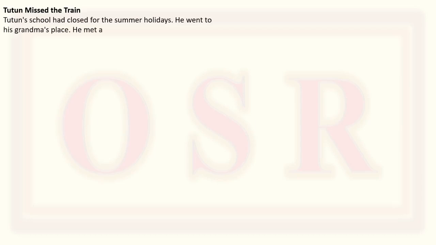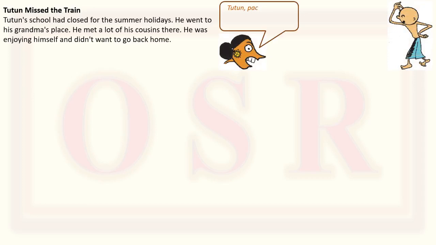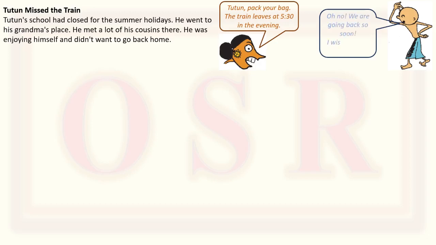Tutun missed the train. Tutun's school had closed for the summer holidays. He went to his grandma's place. He met a lot of his cousins there. He was enjoying himself and didn't want to go back home. Okay, Tutun, pack your bag. The train leaves at 5:30 in the evening. Oh no, we are going back so soon. I wish we miss our train.